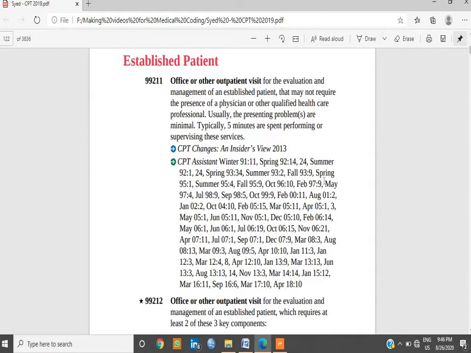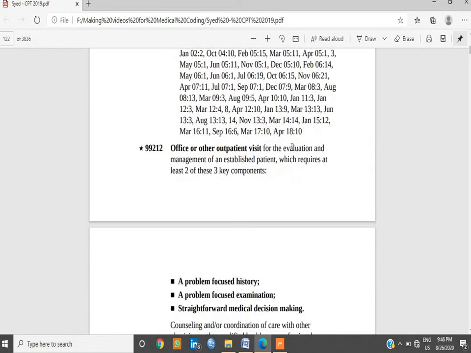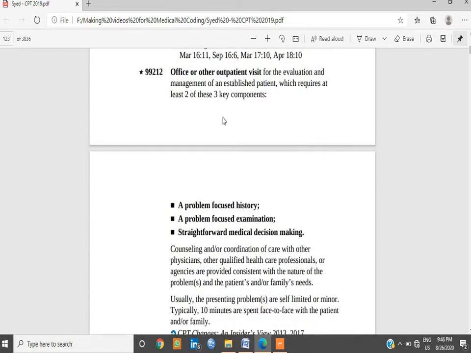So do we have history and exam and MDM in it? No. In this, and here, if you remember, at least two required out of three key components. So we have only two key components mentioned in the question, that is exam and MDM. So it is sufficient for us to find the code.